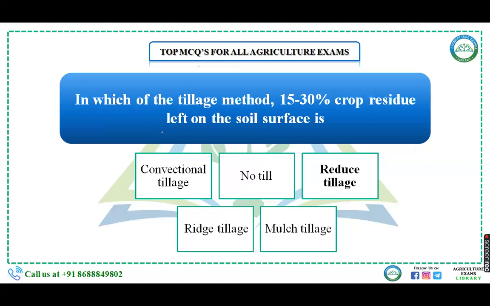In which of the tillage methods 15 to 30% of the crop residue is left on the soil surface? Conventional tillage, no-till, reduced tillage, ridge tillage, mulch tillage. When you talk about tillage, that is physical manipulation of the soil, there are various types of tillage. Tillage is classified based on time with respect to crop. Second, based on the season. Third, based on modern farming. Based on the time, there are two types: preparatory cultivation and after cultivation.